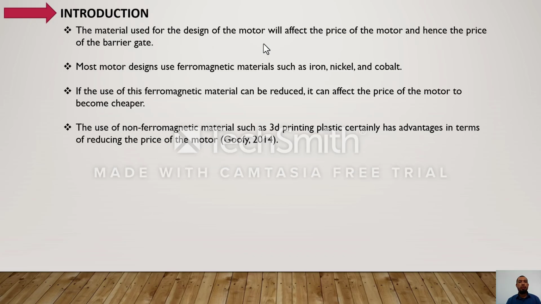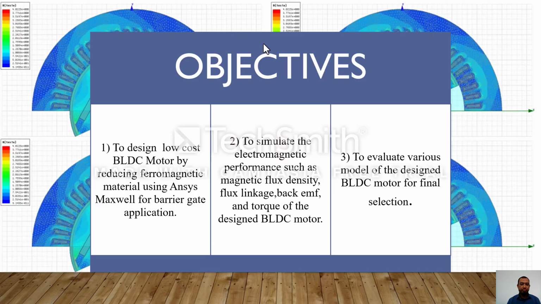The material used for the design of the motor will affect the price of the motor and hence the price of the barrier gate. Most motor designs use ferromagnetic material such as iron, nickel, and cobalt. If the use of this ferromagnetic material can be reduced, it can make the motor cheaper. The use of non-ferromagnetic materials such as 3D printing plastic certainly has an advantage in terms of reducing the price of the motor. Next is the objective of this study.